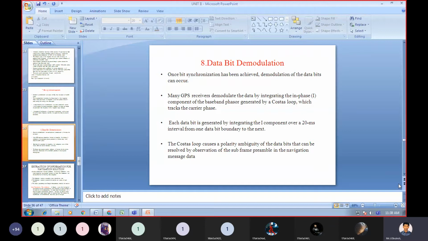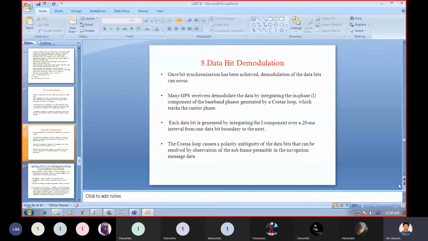Many GPS receivers demodulate the data. The GPS receivers receive the data from the GPS satellites, which will not be in the original format but in a modulated format. Even if it is a weak signal, between transmitter and receiver you have a channel section, where the weak signal strength is increased. For that reason, we have this demodulation block in the GPS receiver itself.